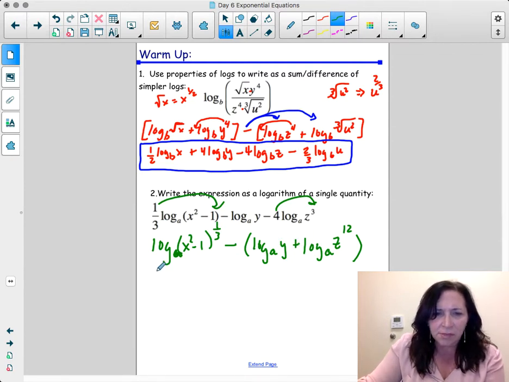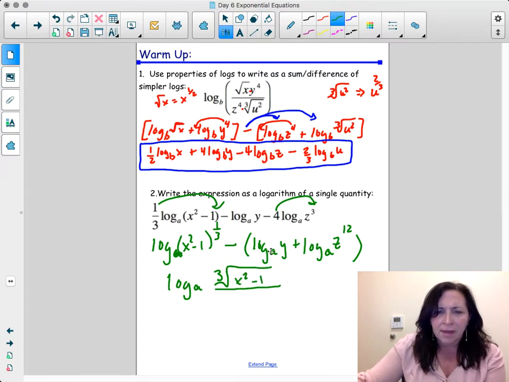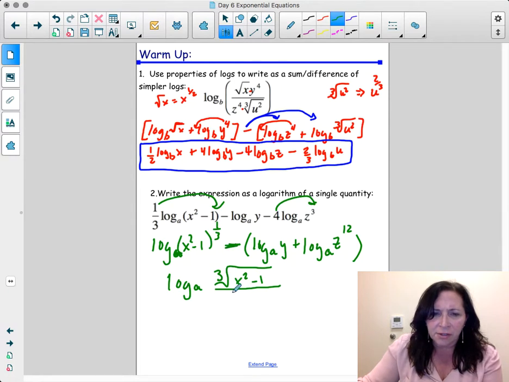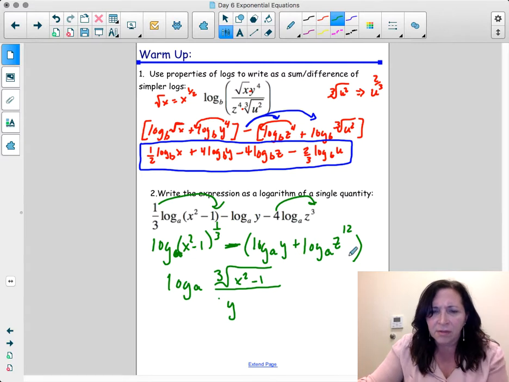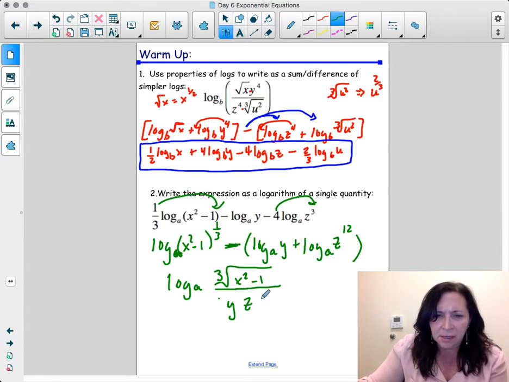So what that's going to ultimately give me is one term, and it's going to be log base a, and my term is going to be this on the top. And I actually can rewrite that as the cube root of x squared minus 1. Now on the denominator, there's your minus sign. That's your division right there. I'm going to combine those, and plus means add. So the plus is times, and that's going to mean the value of y times this value, which is z to the 12th power.